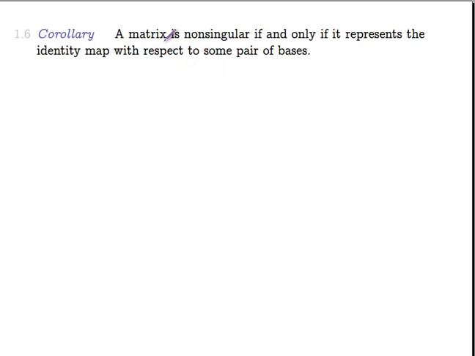All right, corollary: a matrix is non-singular if and only if it represents the identity map with respect to some pair of bases. Now, why is this true? Because this is exactly the definition of a change of basis matrix. The change of basis matrix is a representation of an identity map with respect to that pair of bases. Okay, let's stop here.